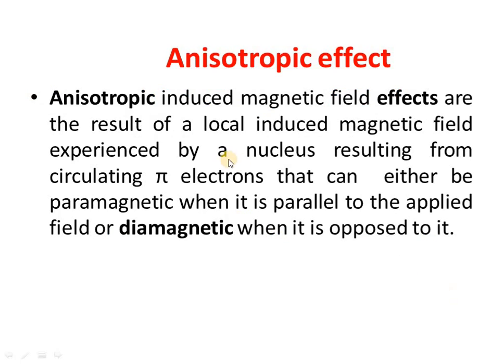So next is the anisotropic effect. As we have already done in shielding and deshielding, these anisotropic induced magnetic field effects are the result of a local induced magnetic field experienced by a nucleus resulting from circulating pi electrons, as we have done in the benzene and acetylene examples. That can either be paramagnetic when it is parallel to the applied field, or diamagnetic when it is opposed to the magnetic field. So this we have done in two examples, that is benzene and alkyne.